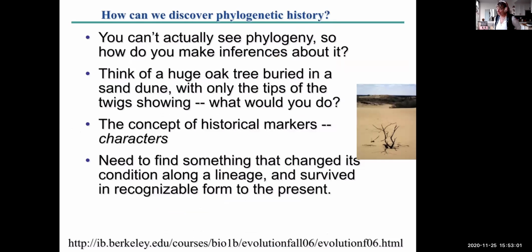So how do we discover phylogenetic history? You can't see it. You can't see phylogeny. We're guessing who our ancestors are, basically. So how can you make inferences about it? Say you had a huge oak tree and it's buried in a sand dune, and only the tips of the twigs are showing. The rest of the tree is underneath the sand. What would you do? Well, we try to find in fossils the concept of characters that are historical markers. Certain characters that changed condition along a lineage, like breathing apparatus, for example, lungs, or circulatory systems, like a closed or an open circulatory system.